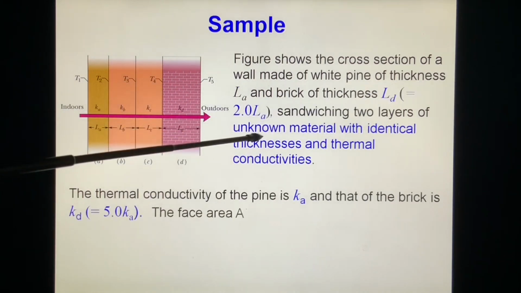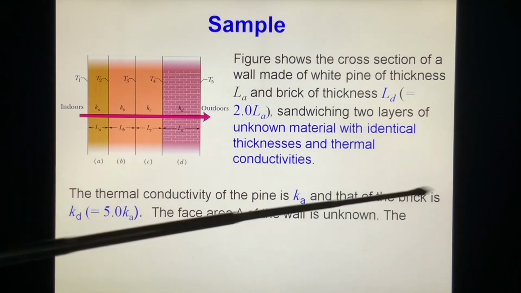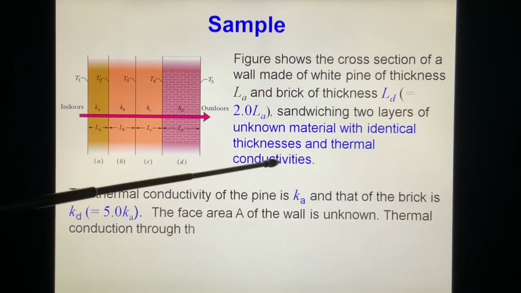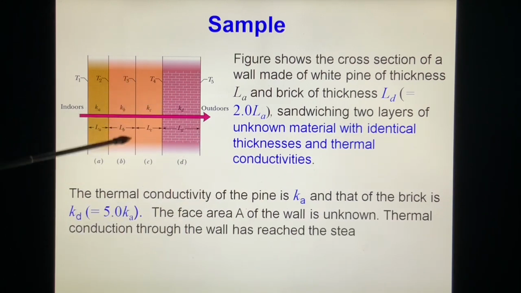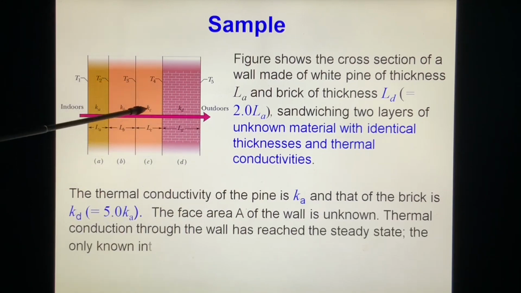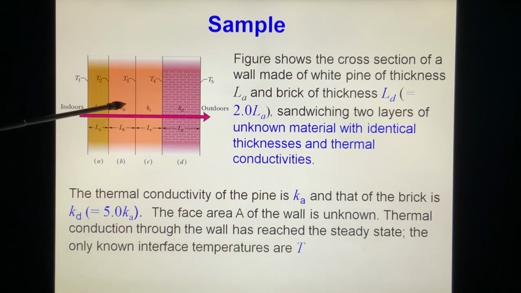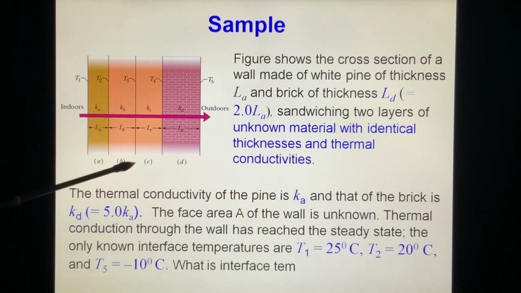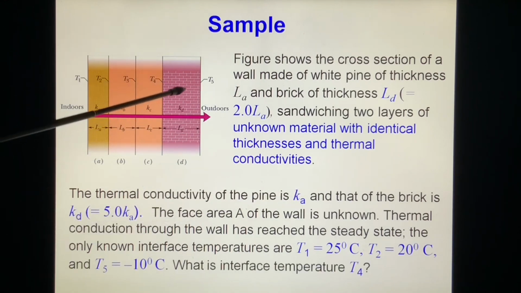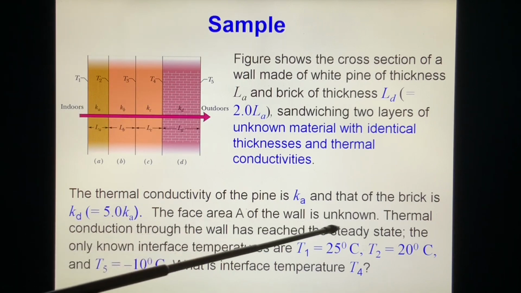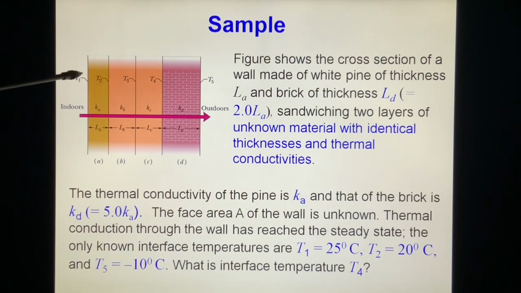Sandwiched between them are two layers of unknown material with identical thickness and thermal conductivity. You have two of the same thickness. I don't know what material, okay? But their conductivity is the same, thickness is the same. The thermal conductivity of the pine is Ka, and that of the brick is Kd. Kd equals 5.0 Ka, so it is much easier to transfer heat. The face area A of the wall is unknown, but they are the same.